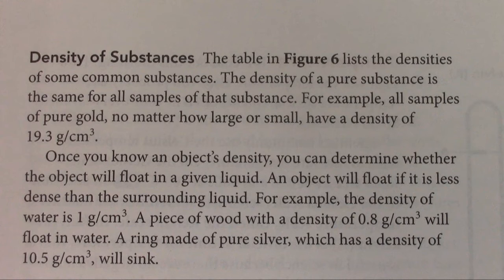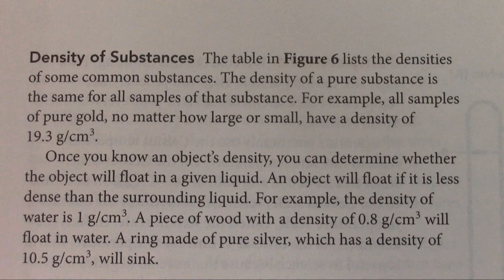Density of substances. The table in Figure 6 lists the densities of some common substances. The density of a pure substance is the same for all samples of that substance. For example, all samples of pure gold, no matter how large or small, have a density of 19.3 grams per cubic centimeter. Once you know an object's density, you can determine whether the object will float in a given liquid.